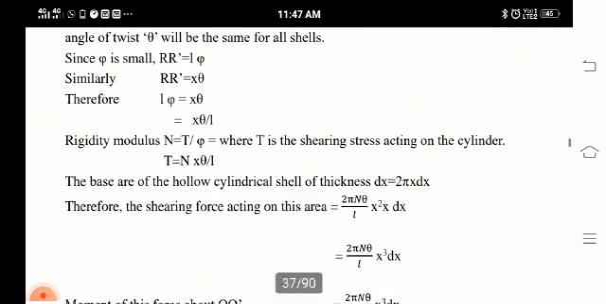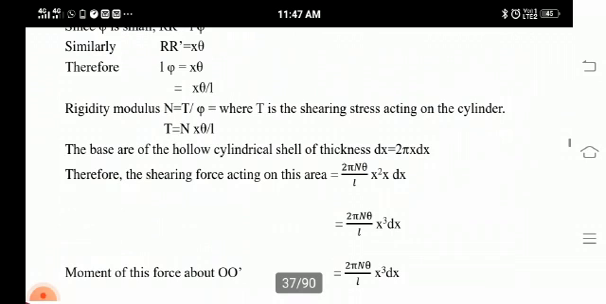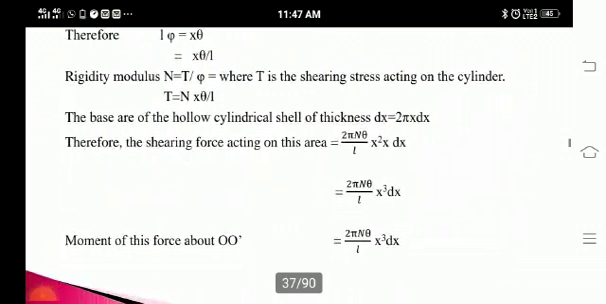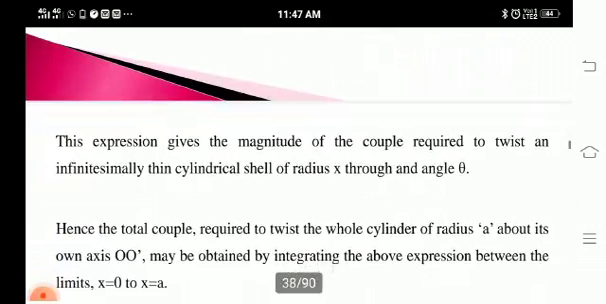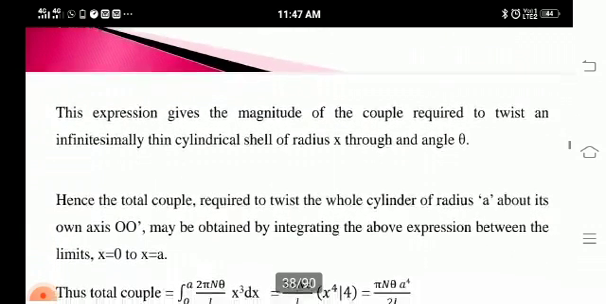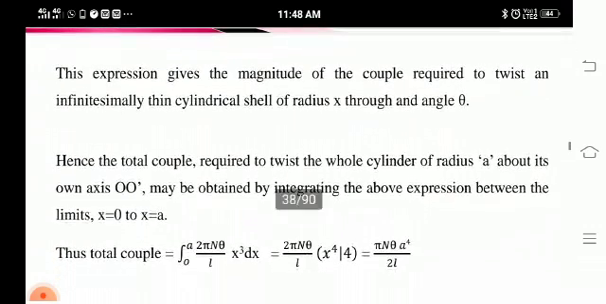The base of the hollow cylinder shell of thickness dx is 2 pi x dx, that is the surface area with the thickness. Therefore, the shearing force acting on this area is 2 pi n theta x square into x dx divided by L. Simplifying the equation, we get 2 pi n theta divided by L into x cube dx, which is the moment of the force about OO dash. So, the above expression gives the magnitude of the couple required to twist an infinitesimally thin cylindrical shell of radius x through an angle theta.